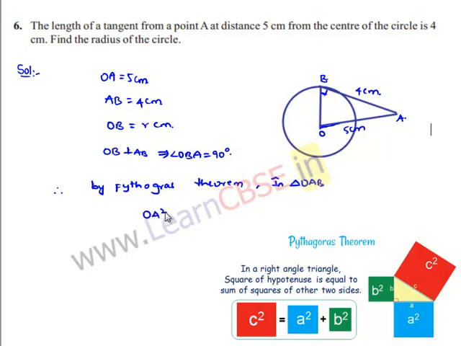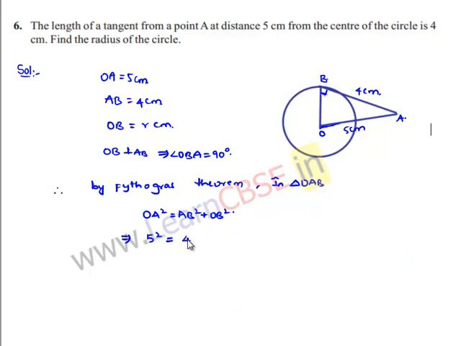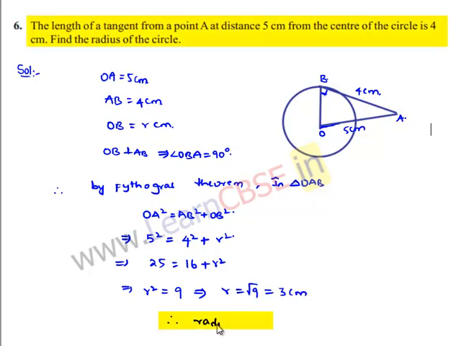OA square is equal to AB square plus OB square, which implies OA square is 5 square, that is equal to AB square, which is 4 square, plus OB square, here R square. That implies 25 is 16 plus R square. That implies R square is equal to 25 minus 16, that is 9, which implies R is equal to root of 9, that is 3 centimeters. Therefore, the radius of the circle will be 3 centimeters.